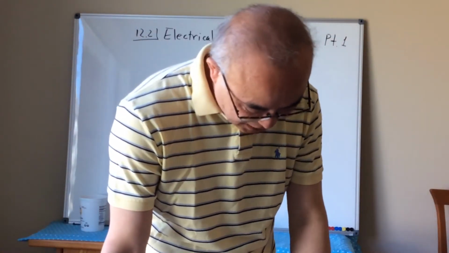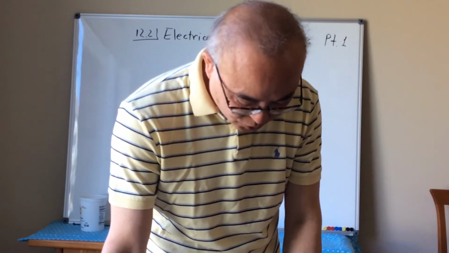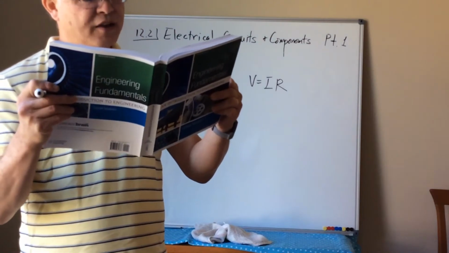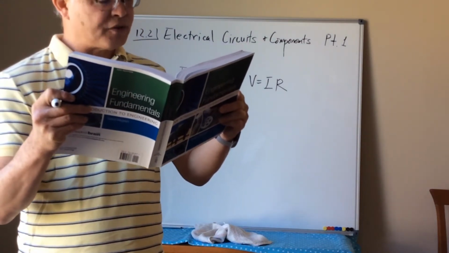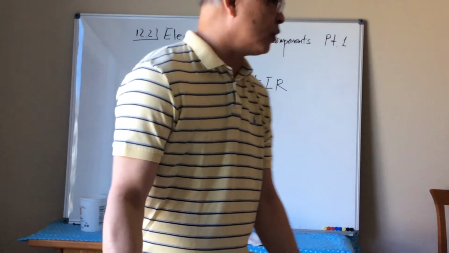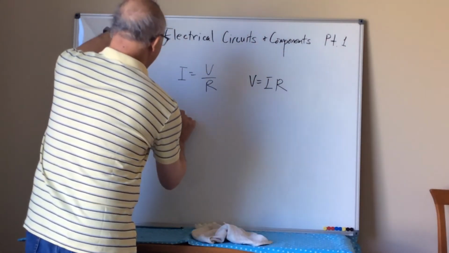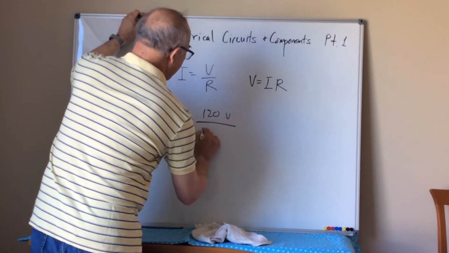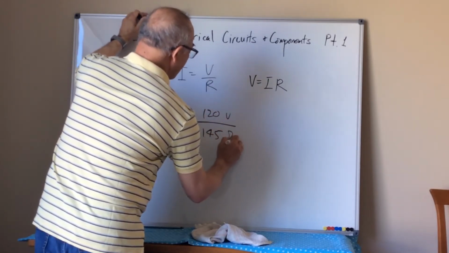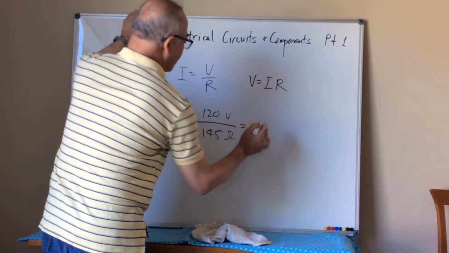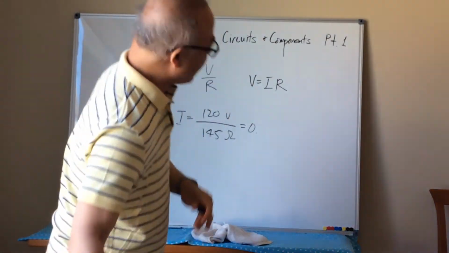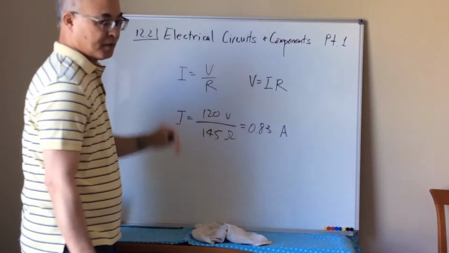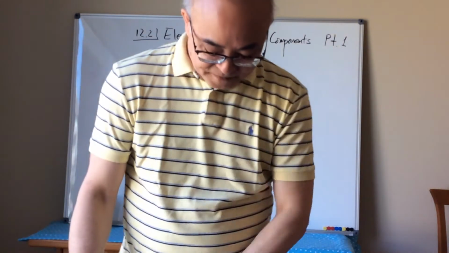If you look at example 12.2, it says the electric resistance of a light bulb is 145 ohms. Determine the value of the current flowing through the lamp when it's connected to 120 volts. So I would be equal to 120 volts divided by 145 ohms. If you do that, you're going to get 0.83, and it's measured in amps. All right, that's how it goes.